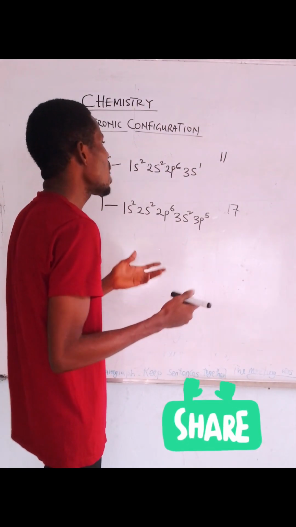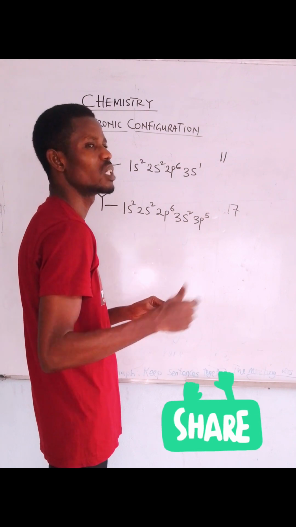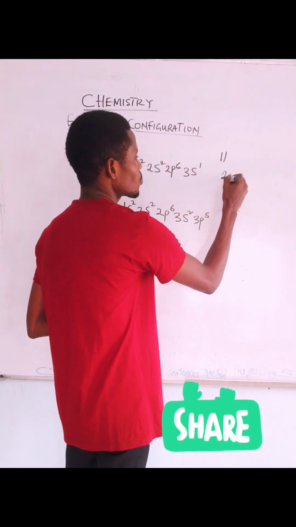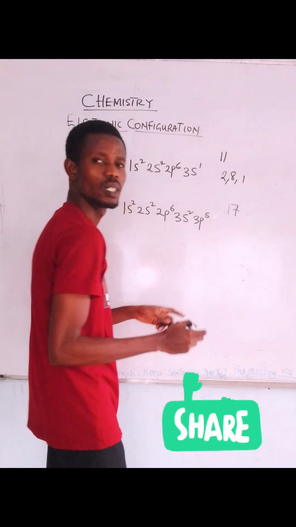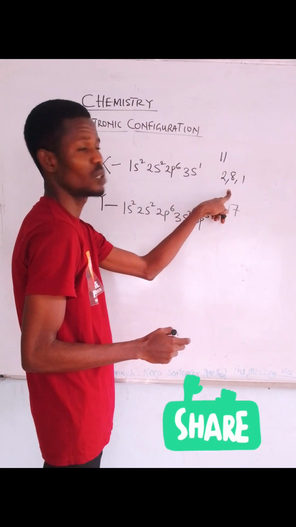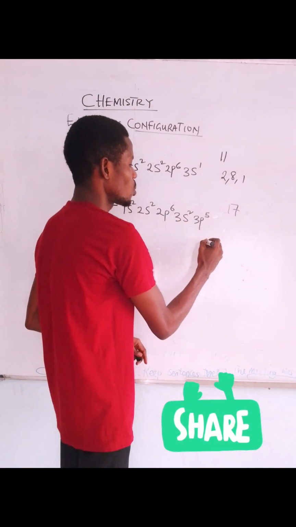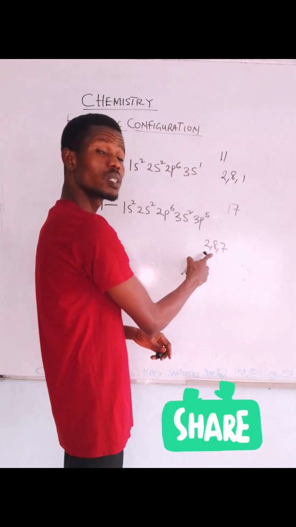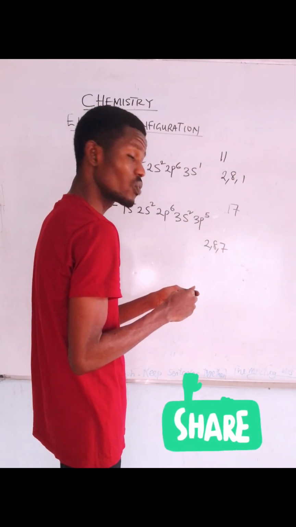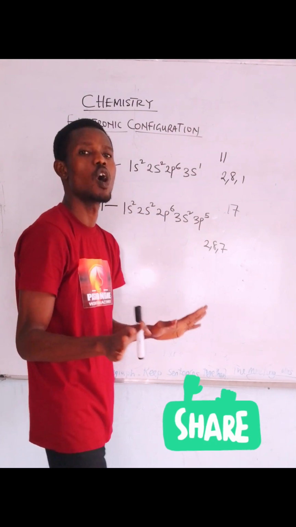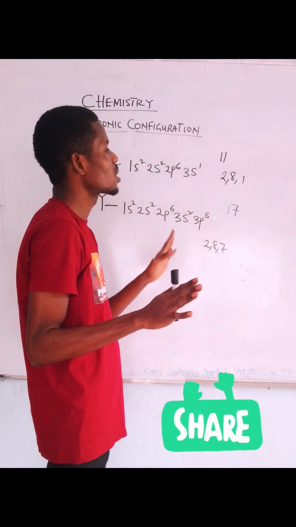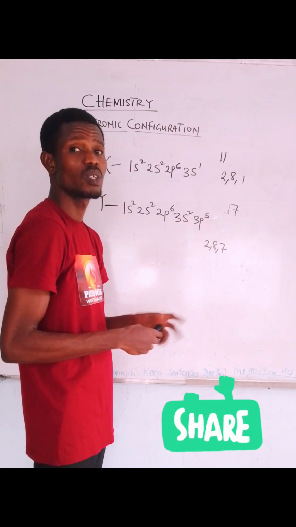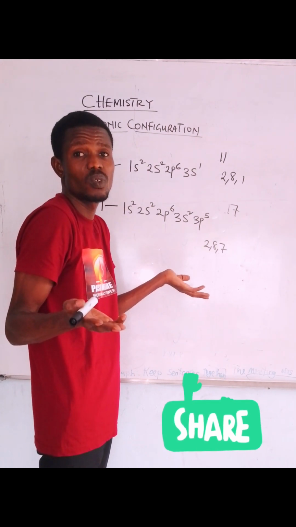Now, using this electronic configuration, there are other ways I can write it. For 11, I can write it as 2, 8, 1. 2 plus 8 is 10, plus 1, 11. For the other, I can write it as 2, 8, 7. Do you understand? 2 plus 8 is 10, plus 7, that's 17. So now, what group and period can I find these elements having this configuration? What's the group?